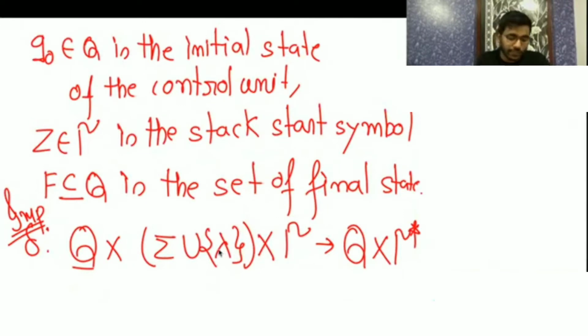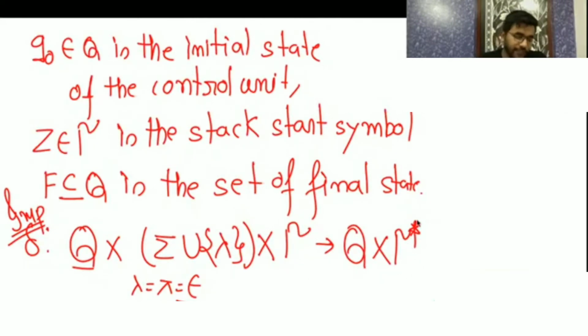The lambda, you know that it is epsilon also. Sometimes they use lambda, sometimes they use phi, sometimes they will use epsilon. One state, by getting some input or by only getting epsilon, by seeing the top of the stack, it will go to one state, and it will replace the top of the stack with some string or by epsilon, because it's a gamma star, so it will replace the stack symbol with some stack symbols. Is it clear?